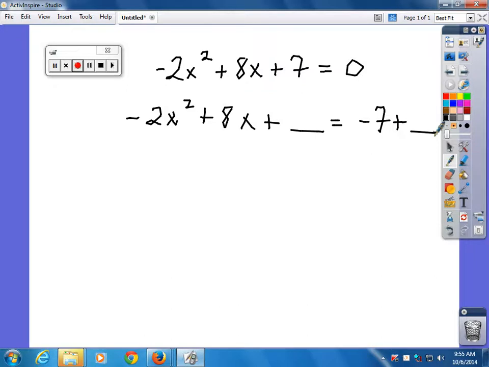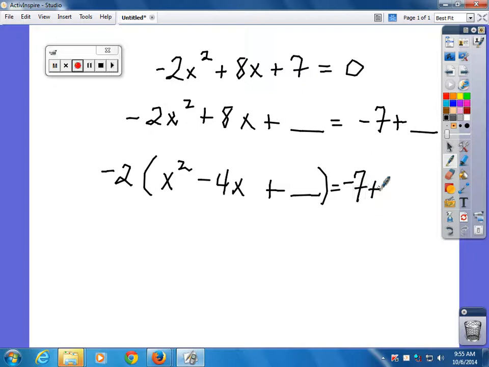So you always say plus a... No, it's not always going to be. It could be anything. It could be 5, it could be negative 1/5, it could be anything. Whatever's in front of here, you're going to take out. So I'm going to take it out, and that's going to leave x squared minus what? 4x plus blank is equal to negative 7 plus, and whatever we take out here, you multiply by this blank.